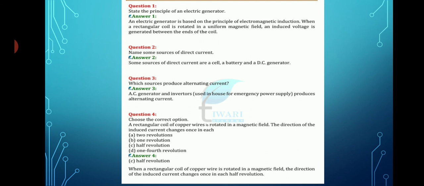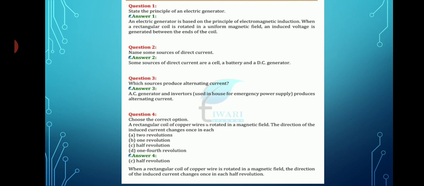Next one, state the principle of an electric generator. It works based on the principle of electromagnetic induction. When a rectangular coil is rotated in a uniform magnetic field, an induced voltage is generated between the ends of the coil. Name some sources of direct current. DC sources are cell, battery and DC generator. Then which source produces alternating current? AC generator and inverters produce alternating current.